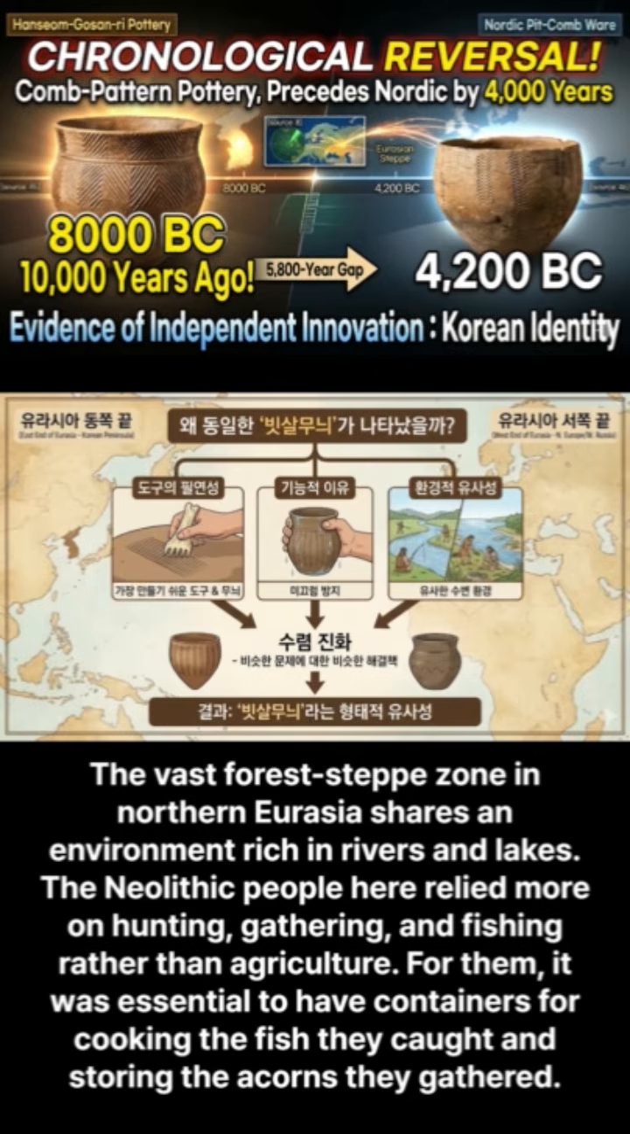The vast forest steppe zone in northern Eurasia shares an environment rich in rivers and lakes. The Neolithic people here relied more on hunting, gathering, and fishing rather than agriculture. For them, it was essential to have containers for cooking the fish they caught and storing the acorns they gathered.